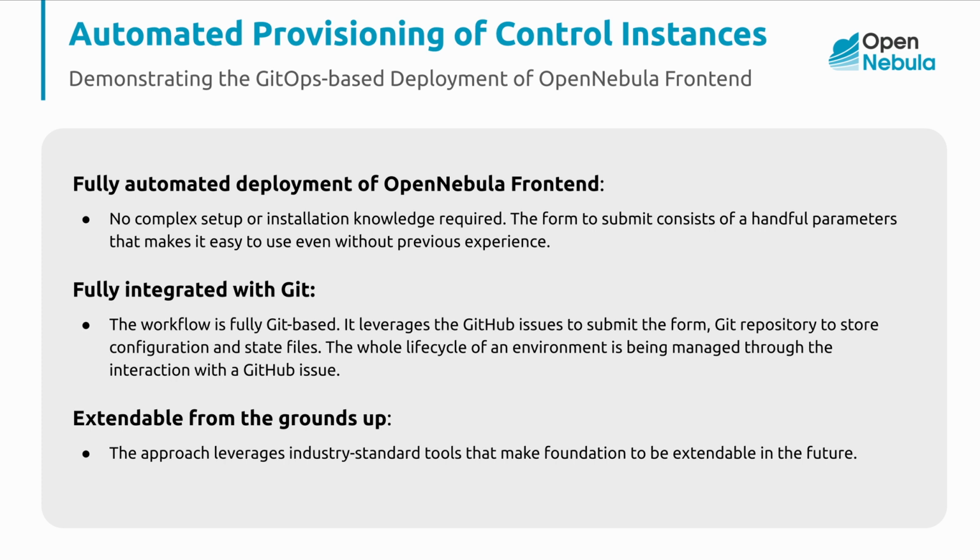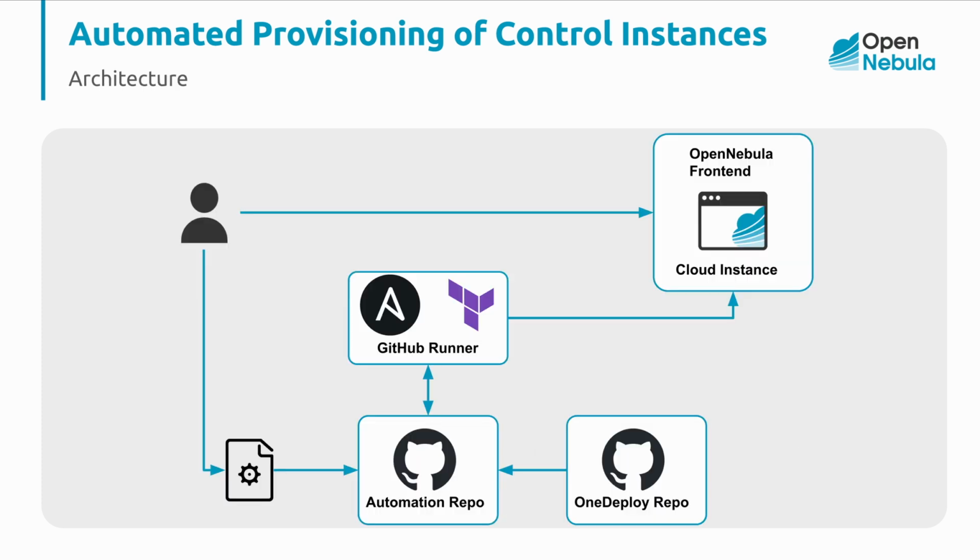It is fully integrated with Git. The deployment is getting kicked off using GitHub issues. State files such as Terraform tfstate and config files are getting stored inside the directory folder on the automation repository. It also uses the comment section of an issue to post the status and connection details. It relies on the industry standard toolsets such as Terraform and Ansible, meaning that it's easily expandable and modifiable should you need to. The architecture consists of two GitHub repositories.